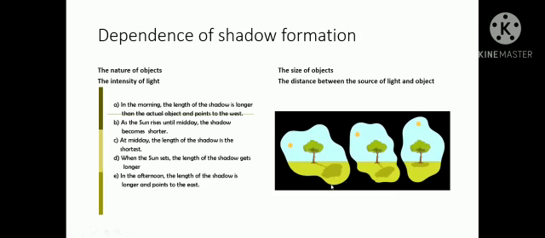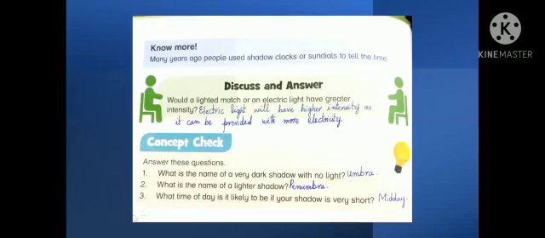This diagram shows when the sun rises. This diagram shows at the midday what is the position of shadow. At midday, the length of the shadow is the shortest. You can see this is the midday and the length of the shadow is shortest. Number 3, when the sun sets, the length of the shadow gets longer. जैसे जैसे अब सूरज गरूब होने के करीब होता है तो उस वक्त शेडो की लेंथ लॉन्गर होती चली जाती है. In the afternoon, the length of the shadow is longer and points to the east. So this is all about the shadow formation on the whole day.